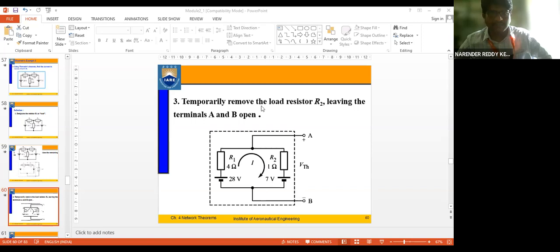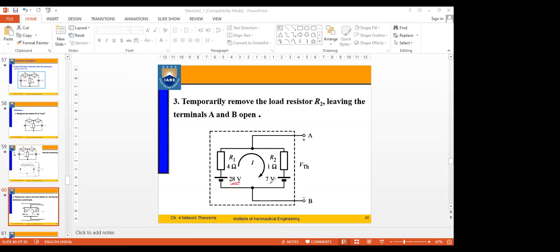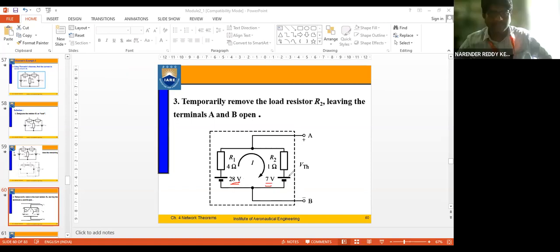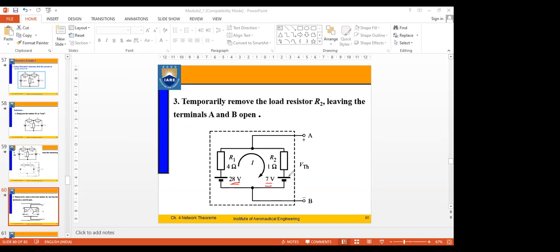So how do we find VTH now? VAB, the voltage across A and B. How many sources do we have here? Two sources, one is 28 and another is 7. Are they in series aiding or in series opposing? We'll get 21 volts total source, sir. Total source is 21, but the connecting points are not the same, right?